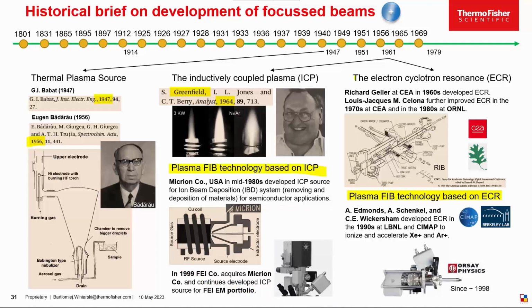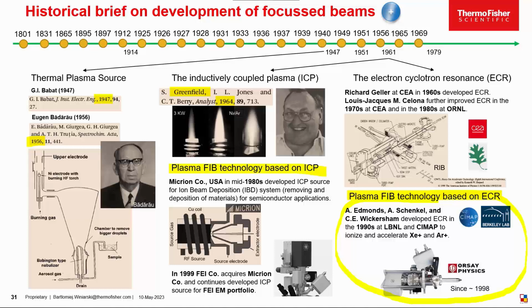Another type of ion plasma source is based on electron cyclotron resonance, or ECR. Richard Geller at CEA France developed ECR in the 1960s. Louis-Jacques Celona further improved ECR in the 70s at CEA and in the 1980s at Oak Ridge National Laboratory in the US. Plasma FIB technology based on the ECR source dates back to the 1990s.